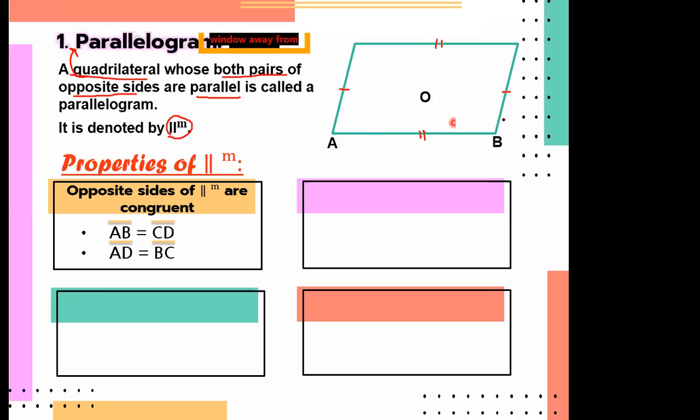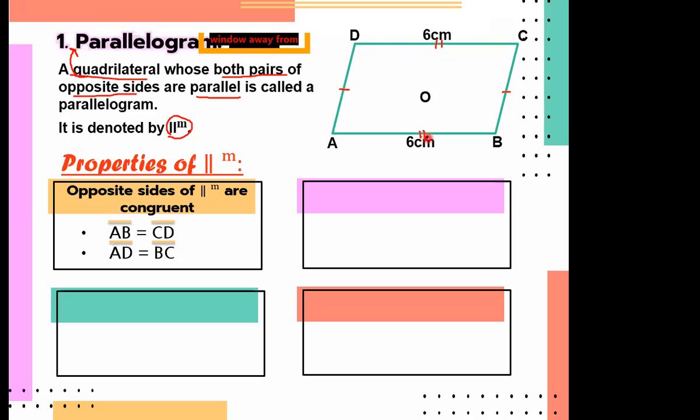Okay, so this side will be AB, and it is equal to 6 centimeters. Now the opposite side of AB will be this CD, and it is also equal to 6 centimeters. So the first condition is opposite sides are congruent. Congruent means same or equal.